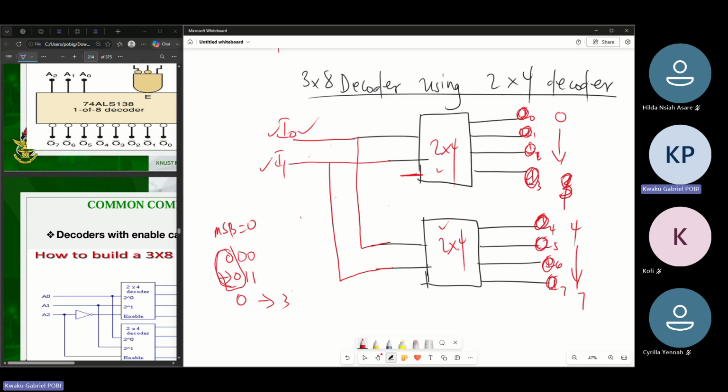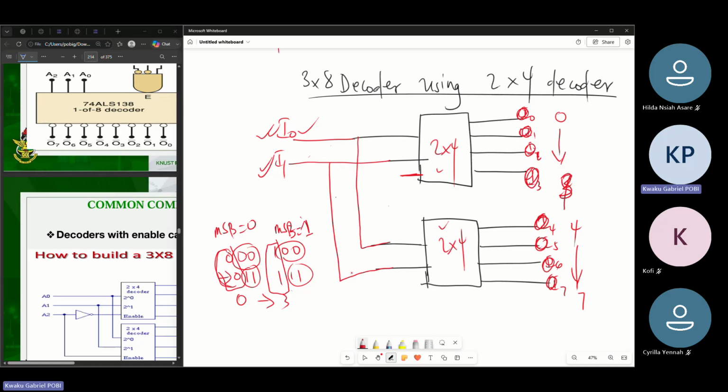Then the second decoder, when you check, runs from 4 to 7. And 4 to 7 is 1, 0, 0 all the way to 1, 1, 1. When you check, their MSB is also high, 1, like this. And then both of them have inputs 0, 0 to 1, 1, 0, 0, 1, 1 like this. So I can use I0 and I1 as both inputs to the 2 decoders that I'm having here.